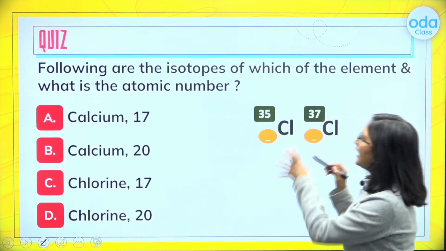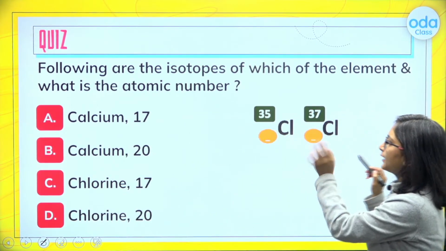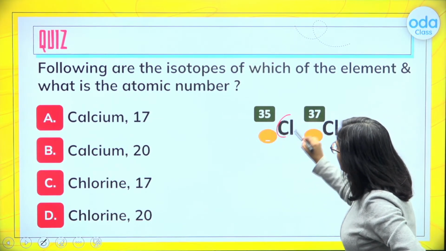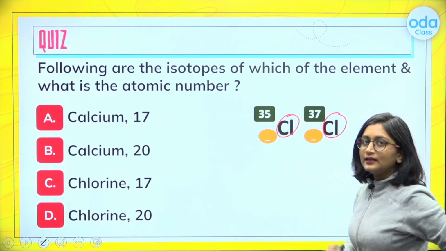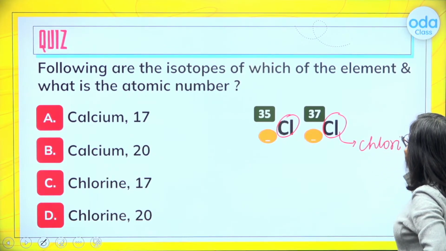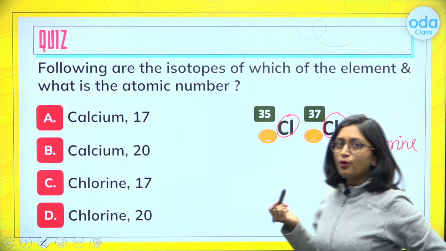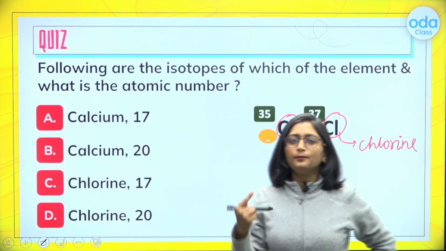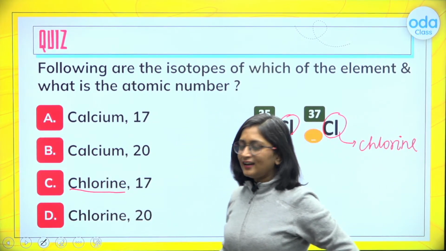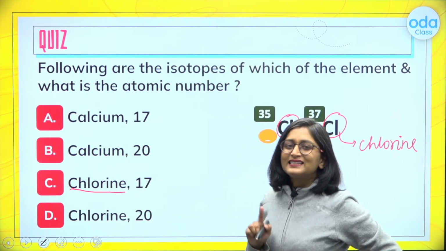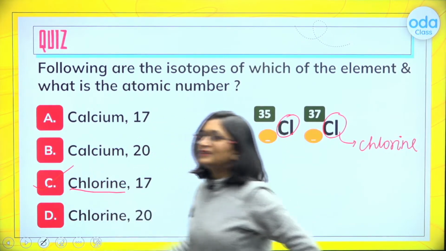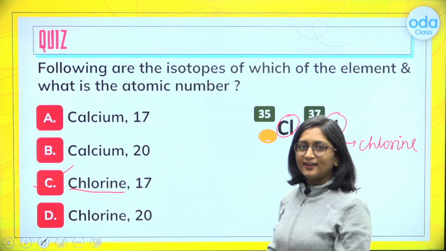Now, the following are the isotopes. What is the atomic number? Can you determine what the element is? Which element symbol is given here? Cl represents chlorine. And how many protons does chlorine have? Can you figure out the atomic number of chlorine? You have already found that it is chlorine, right? So among C and D, 17 is the atomic number of chlorine, and the number of protons is also 17. Thus, C is the correct answer, right?